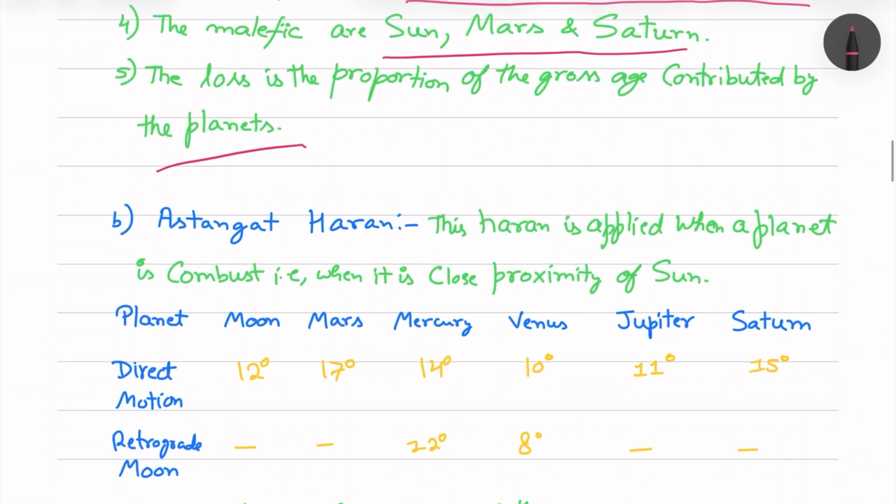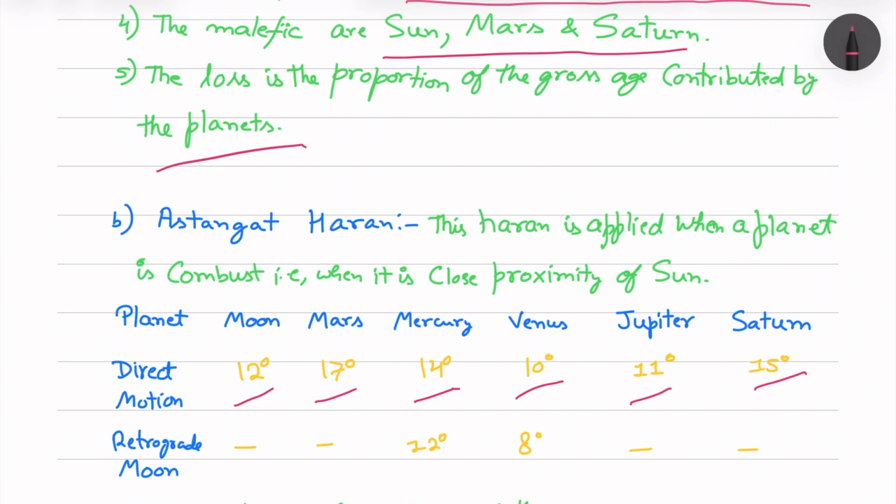Next is Astangat Haran. Astangat means when the planet reaches very near to the Sun, meaning when the planet is combust. So the Moon in direct motion within 12 degrees, Mars within 17 degrees, Mercury within 14 degrees, Venus within 10 degrees, Jupiter within 11 degrees, and Saturn within 15 degrees.